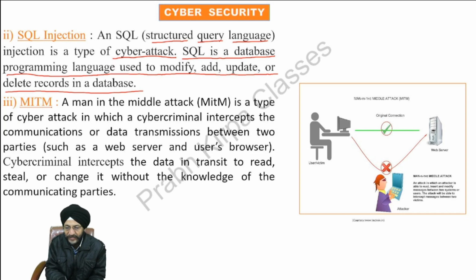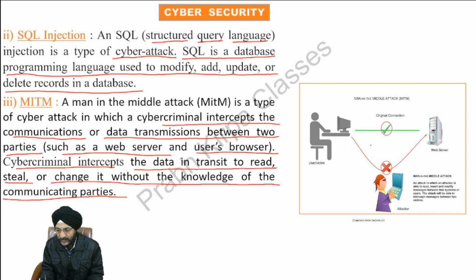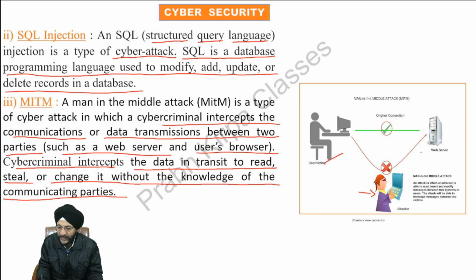Next comes MITM, man in the middle attack. It is a type of cyber attack in which a cyber criminal intercepts the communications or data transmissions that take place between two parties, such as a web server and user's browser. Cyber criminal intercepts the data in transit to read, steal, or change it without the knowledge of the communicating parties. You can see here, this is the man in the middle. He is intercepting the data and he can modify or steal the data without the knowledge of the communicating parties.